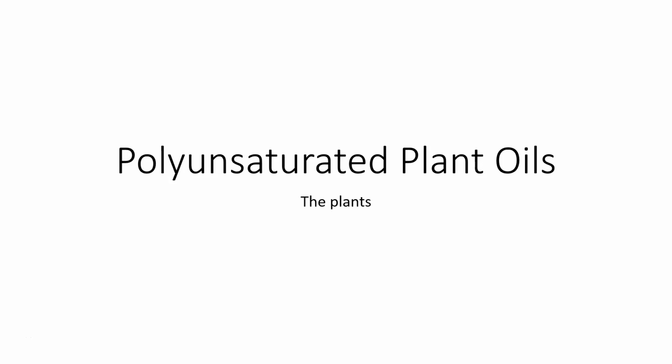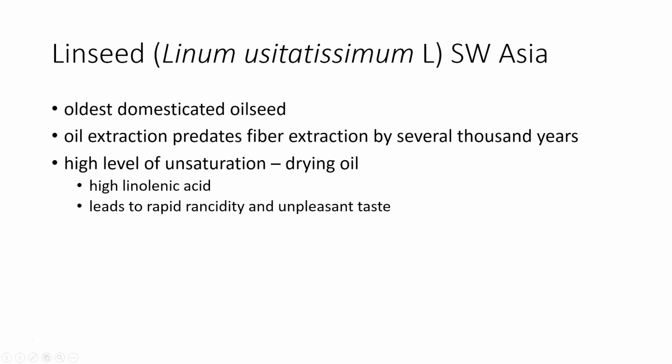Let's look at some of these oil plants. We're going to start out with the polyunsaturated plant oils. The polyunsaturated ones are the ones with many double bonds in them. As such, they are often called drying oils because they will actually dry, harden, and polymerize. First one of these we're going to look at is linseed oil.